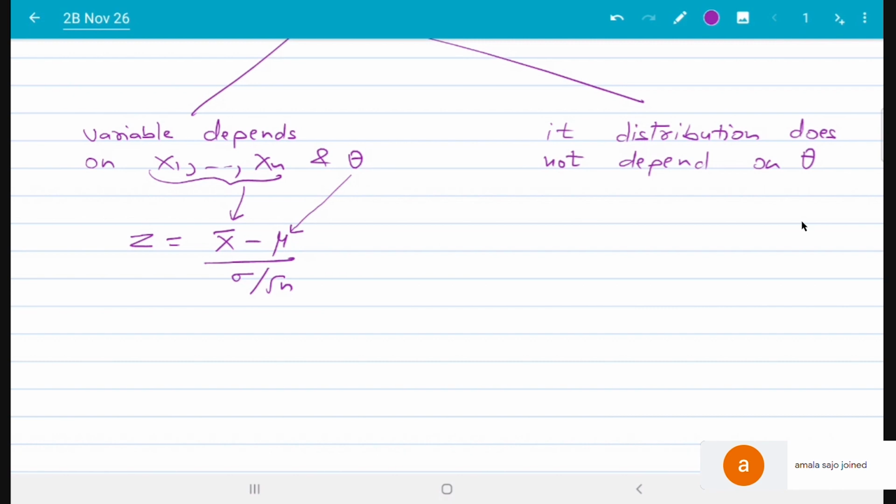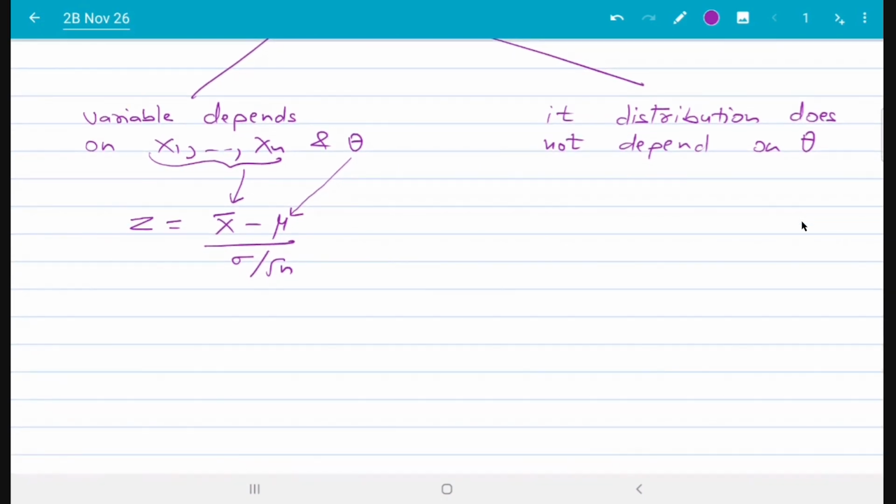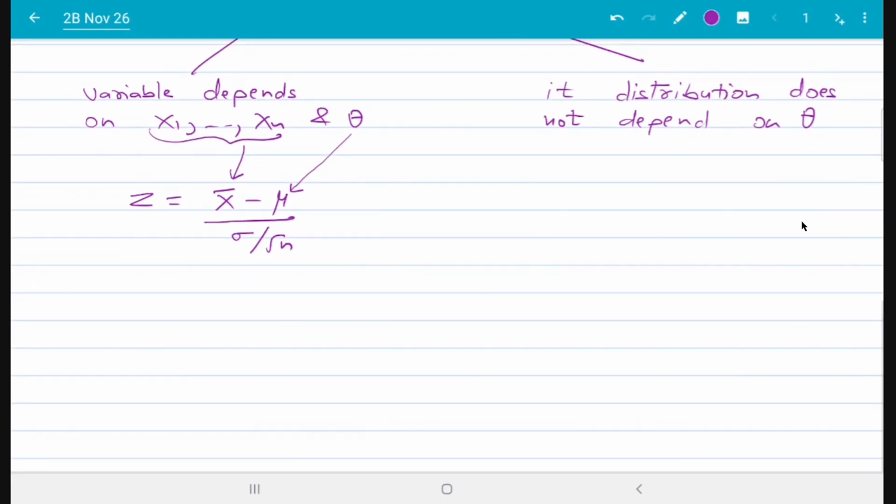If in some of the advanced courses you might have to estimate some other parameters, then you'll have to be very careful in coming up with another random variable, whether that new random variable satisfies these two properties or not.